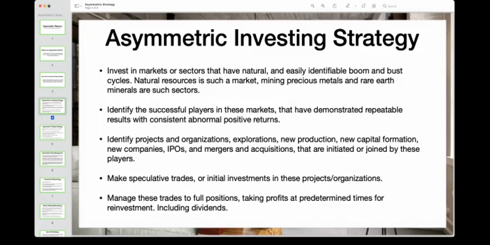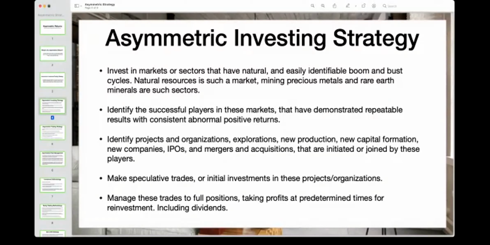We identify projects and organizations, explorations, new production, new capital formation, new companies, IPOs, mergers and acquisitions. All of these are the things that we're looking for, that are initiated or joined by these big players.